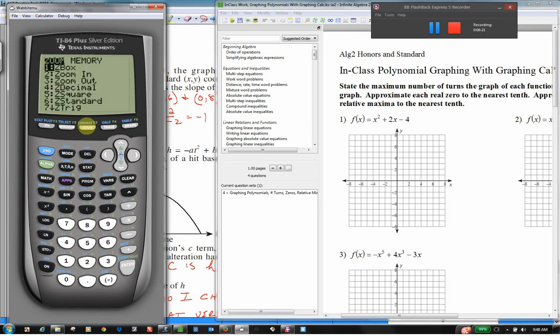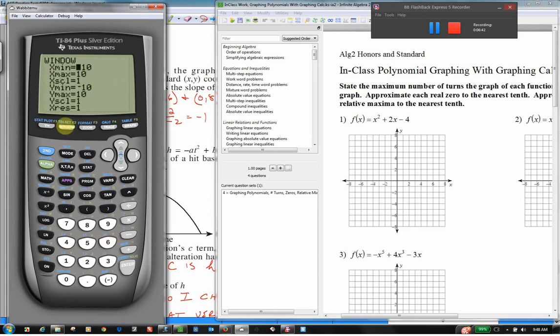Once again, that would be zoom. And we got other things we could do, but the zoom standard, that is 6, is the one that brings us back to the normal graph. Now let's say for some reason I did have something that wasn't going to fit on this graph. How would I change the scale manually? Well, I would go to the window. And I could change the window.